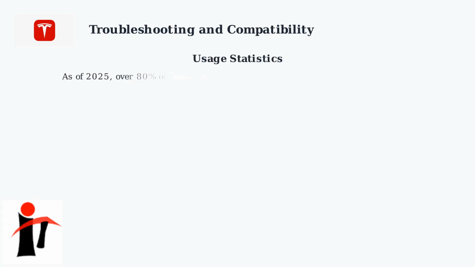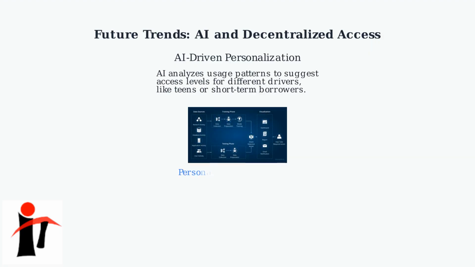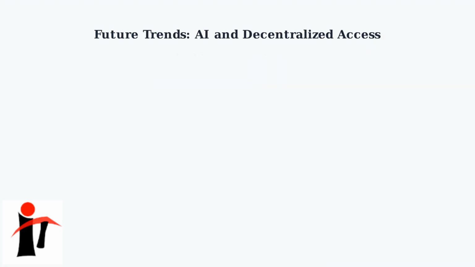As of 2025, over 80% of Tesla owners actively use the app for managing drivers and vehicle access. Looking ahead, expect more AI driven personalization in access management. AI analyzes usage patterns to suggest access levels, such as limiting permissions for teen drivers or short term borrowers.